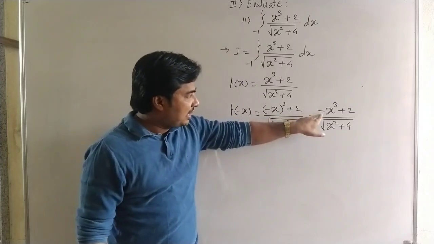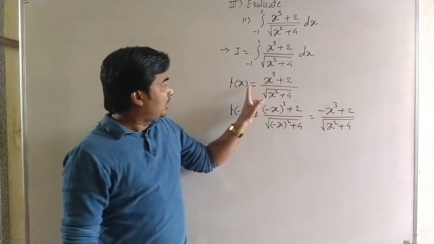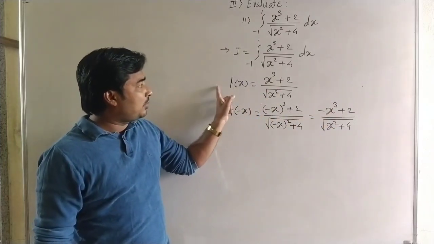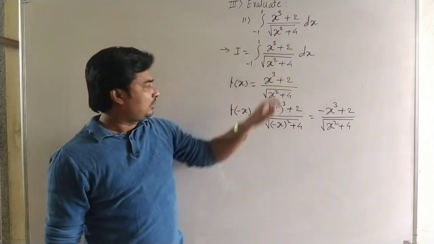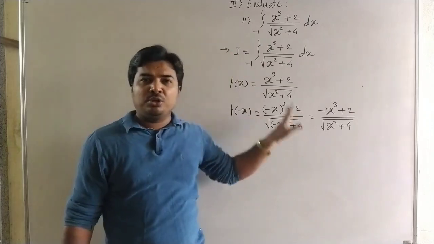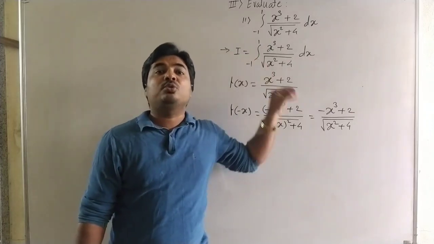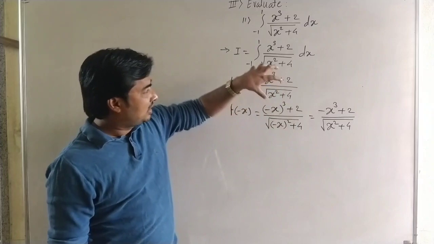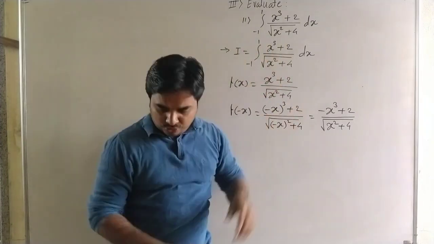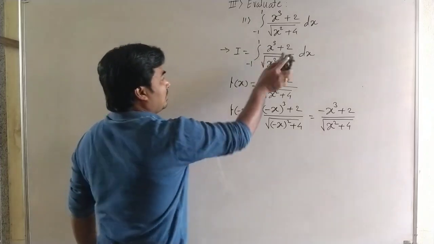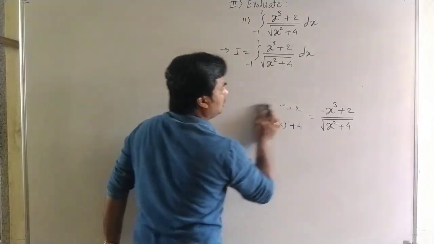And if f of minus x is equal to minus f of x, then the function is odd. Now here it is minus x cube plus 2. When we write this as minus f of x, then x cube is minus and 2 is also minus. That means f of minus x is not equal to f of x and not equal to minus f of x. That means we cannot say this function is even or odd. Okay, so here we convert this function into the form of two terms.